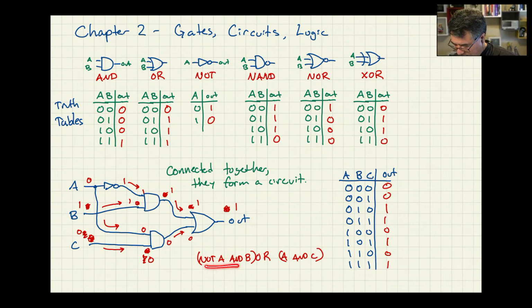So we have not A and B, which is the not A here, and the B. And then we have A and C. Here's the A and the C going into this AND. And then the outputs of those ANDs go into this OR, which is the center OR over here.